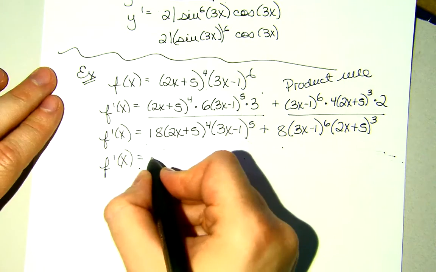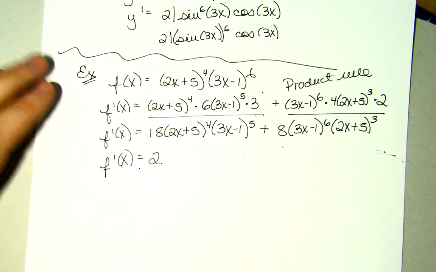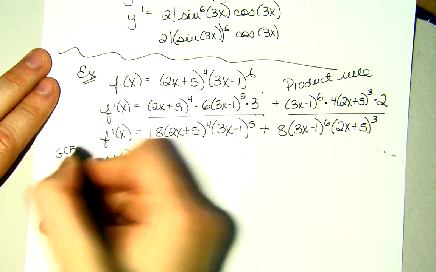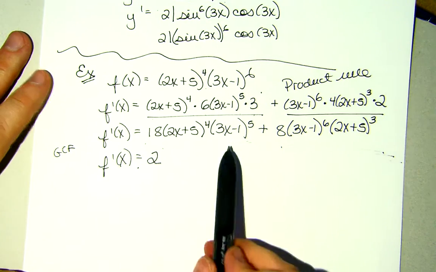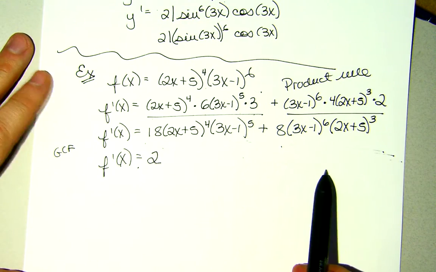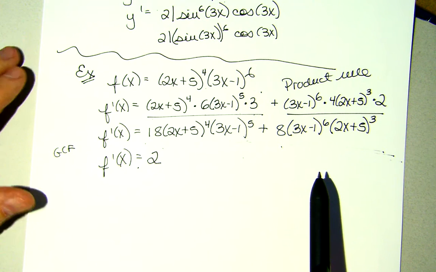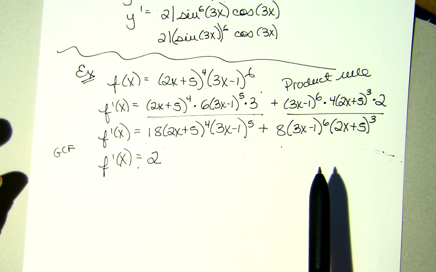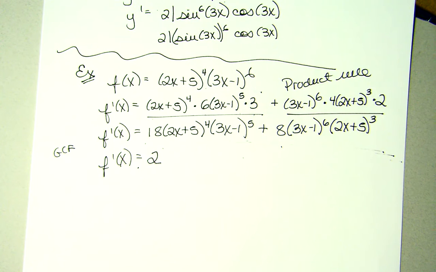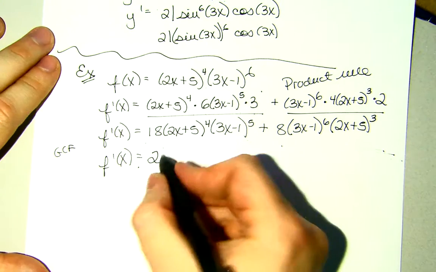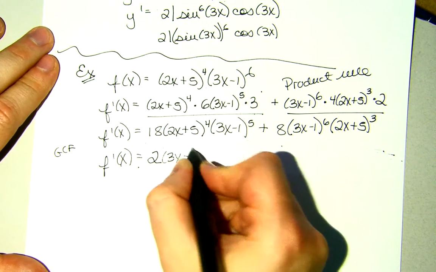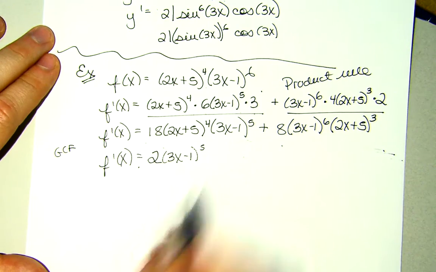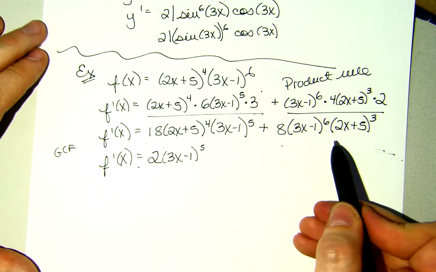I think that's the best we can do there. I'm going to take out a 2. Right now I'm looking for the GCF. Now, you see both pieces have a 3x minus 1. I want to factor out the most 3x minus 1s that I can, which is really the 3x minus 1 to the lowest power I have in any piece, which means 3x minus 1 to what gets taken out? To the fifth. Because each of the terms has 5 of those 3x minus 1 pieces. This one just happens to have an extra one.